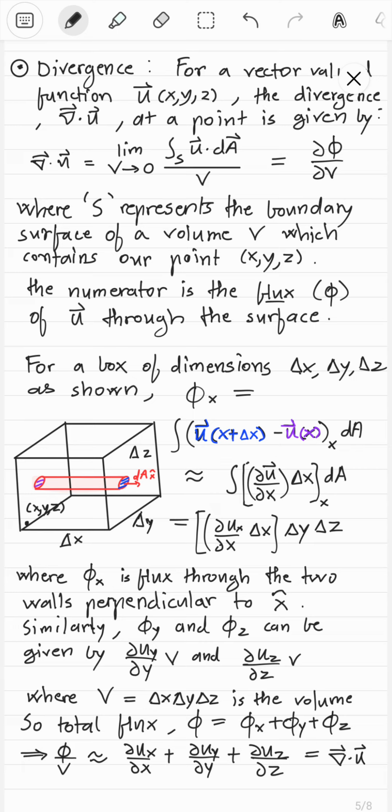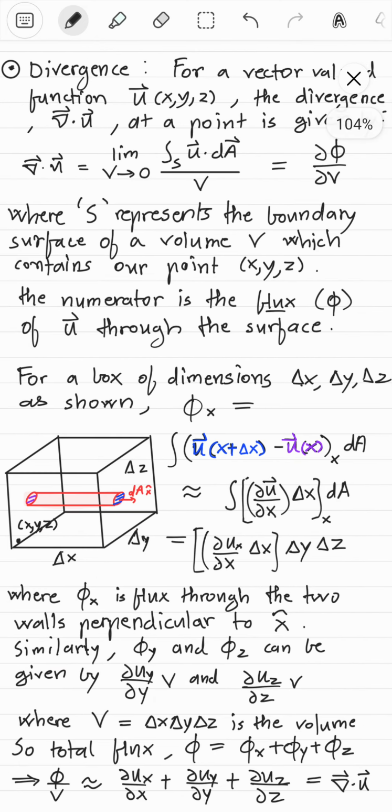So we have this thing, del dot u, that's equal to the limit as V tends to 0 of the integration over a surface of u vector dot dA vector upon V, which is the rate of change of flux for that volume. I mean, you should say the boundary of that volume with respect to the volume itself. So what are all these things? Well, S is the boundary surface of a volume V, and the volume V contains our point of interest, which is xyz. The numerator, basically this integral, is the flux of u vector through the surface.